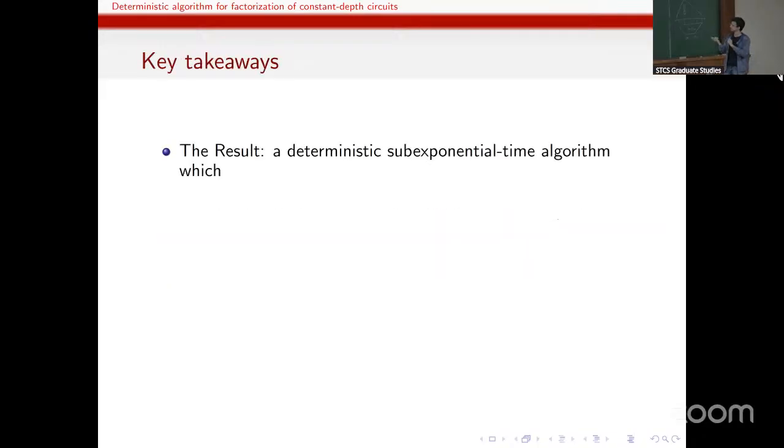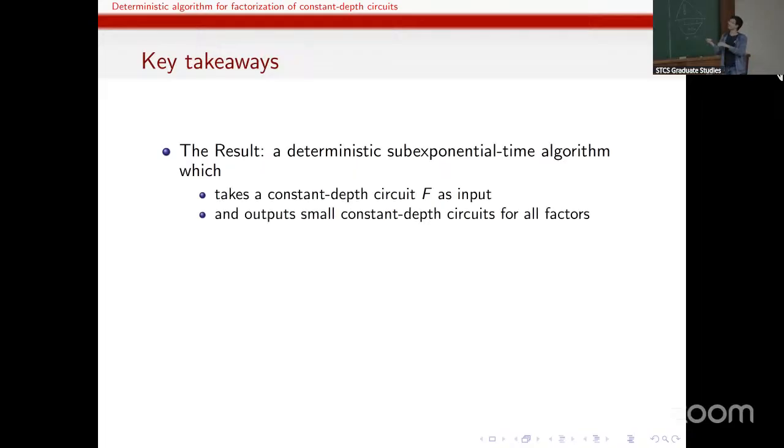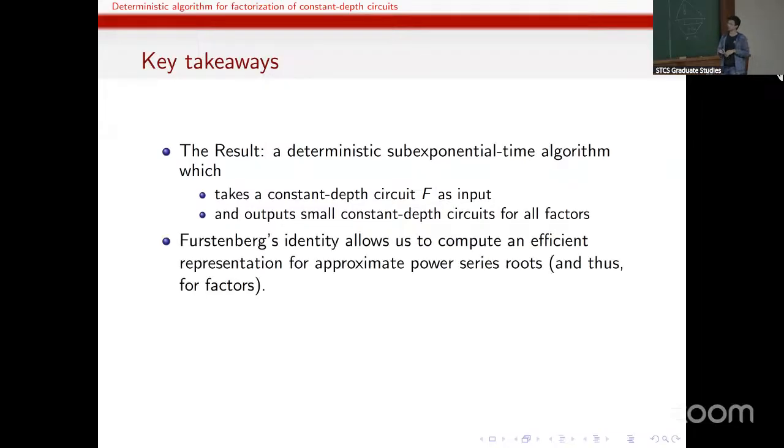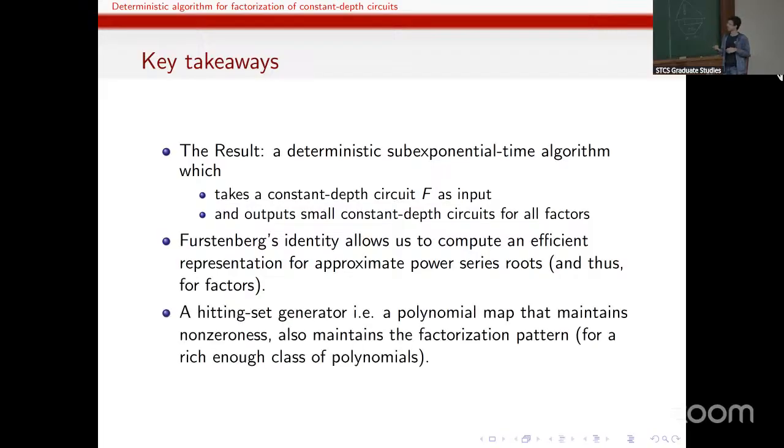So, key takeaways. We have a deterministic sub-exponential time algorithm that takes a constant depth circuit as input and outputs small constant depth circuits for all the factors. Furstenberg's identity allows us to compute efficient representations for approximate power series roots, which you can then combine for factors. And the main lemma is that a hitting set generator, which is only guaranteed per se to maintain non-zeroness, also maintains factorization pattern. Thank you.